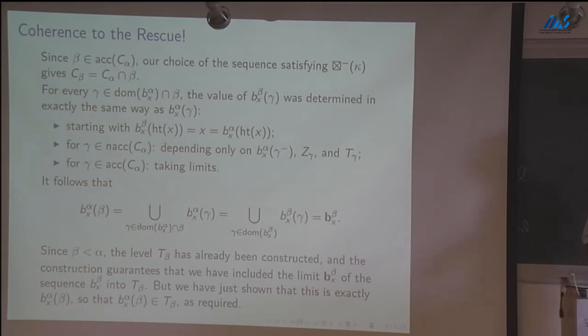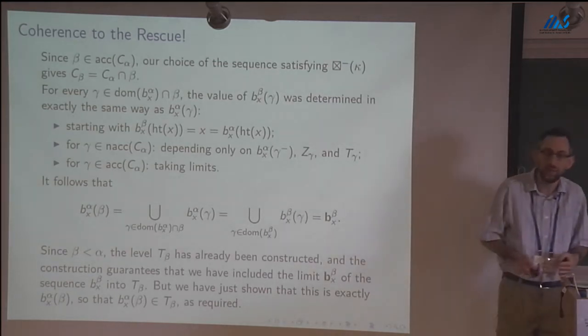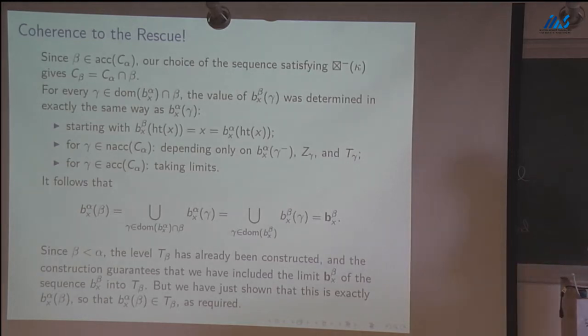And finally, we would always put that limit into the tree. So we always would have put that limit into the tree at level beta. And so the tree at level beta has already been constructed. The construction guarantees that we've included that limit of that sequence into T beta. And that is exactly the point that we need to continue our sequence going up to alpha at level beta.